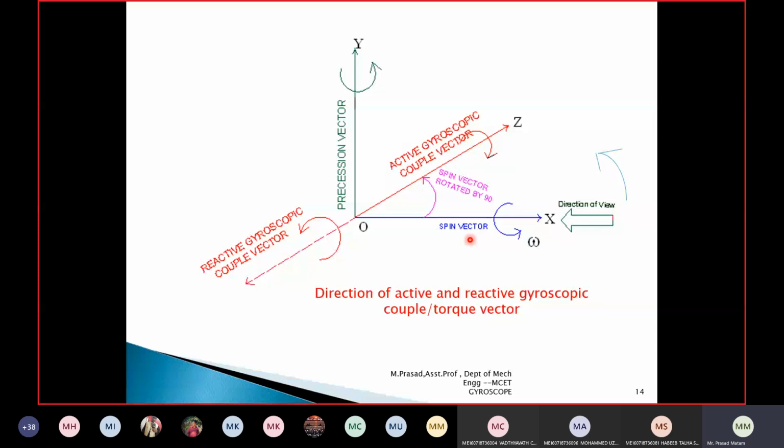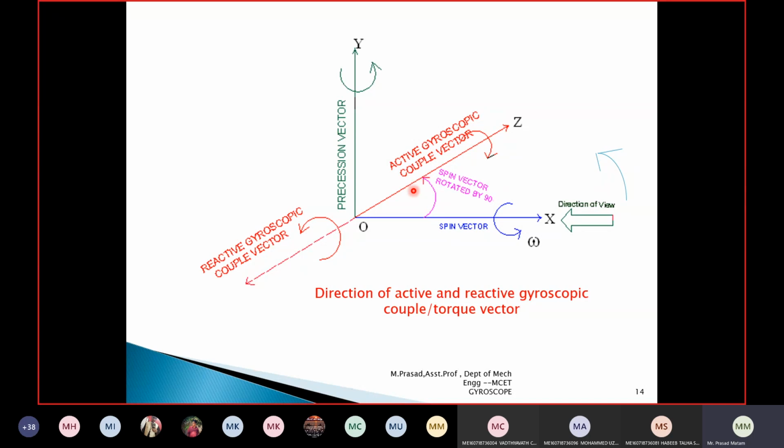So now I am having the spin vector and I am having the precession vector. My spin vector is trying to move towards the precession vector. Under these conditions, what will happen? Gyroscopic effect will set up. So to set up the gyroscopic effect, how are we drawing the gyroscopic vector line? Rotate the spin vector by an angle of 90 degrees. To locate the couple vector or torque vector, how can you locate it? Rotate your spin vector by an angle of 90 degrees.